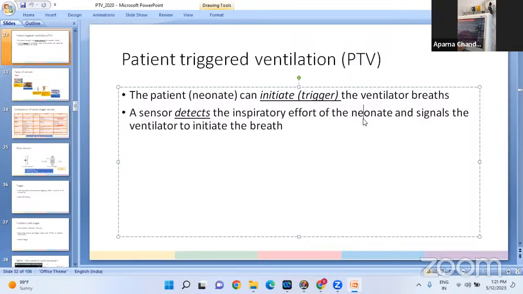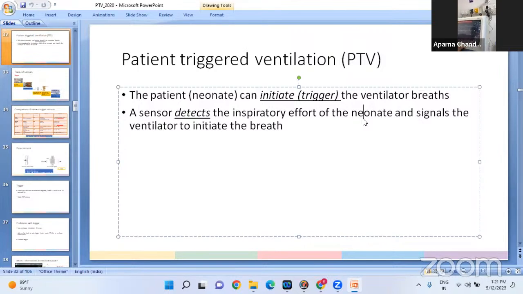Again, volume targeted modes, we will discuss in the presentation in the upcoming Friday seminar. So it goes by different names based on the ventilator's algorithm. In Draeger, it goes by the name volume guarantee. It goes by the name PRVC in the Maquet Siemens ventilator. The Bird ventilator has a different kind of volume targeted ventilation. So we have different types of volume targeted modes of ventilation.